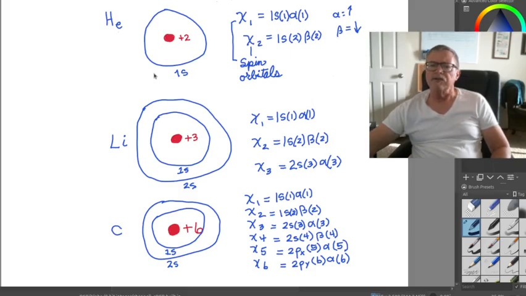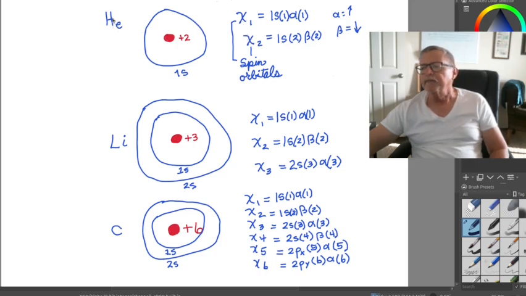Welcome back to some more nonsense about electrons, protons, orbitals. This one is Slater determinants. But rather than jump right into the Slater determinant mechanics, let's look at some spin orbitals.